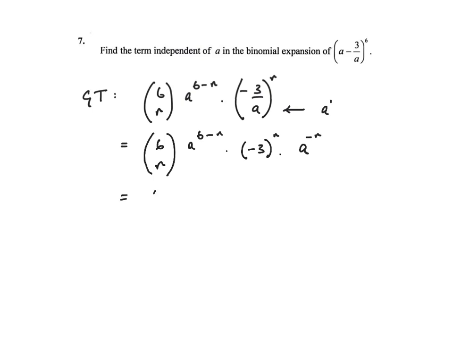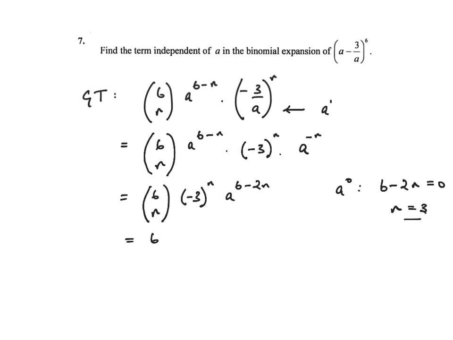What we really want to do is to combine the two a terms. So that gives me a to the power of 6 minus 2r. Now, if it's to be independent of a, that means that 6 minus 2r must equal 0, and r then is 3. So we have 6, 3, and it's minus 3 to the power of 3. That gives us minus 540.